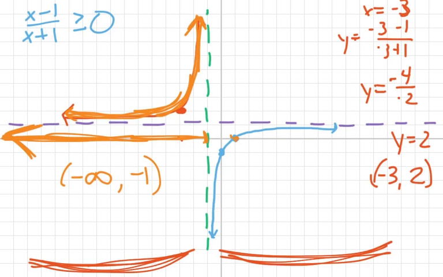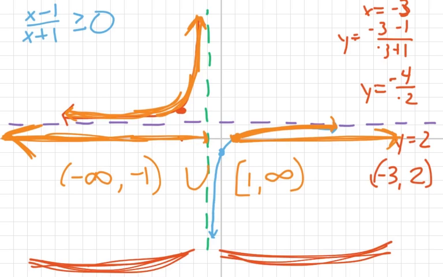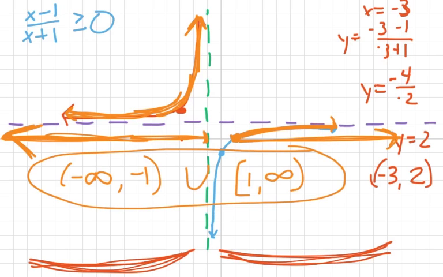Then right here, it starts above the x-axis. So this part right here is above the x-axis. That means from that point on to the right is above the x-axis. Now this curve is a solid line, so we'll have a bracket there starting at 1 and going to infinity. So we put these two together, and this is our solution.